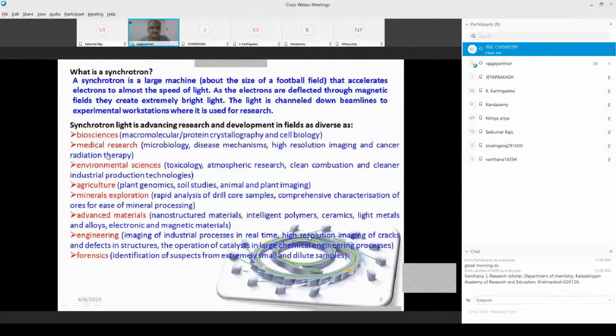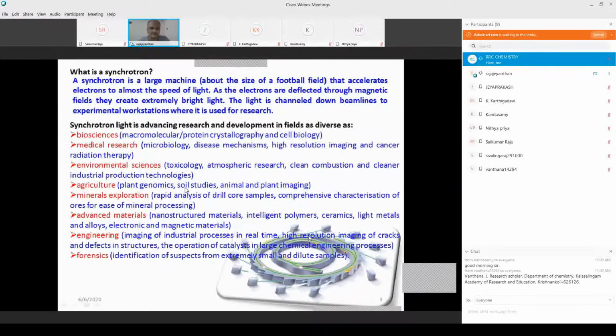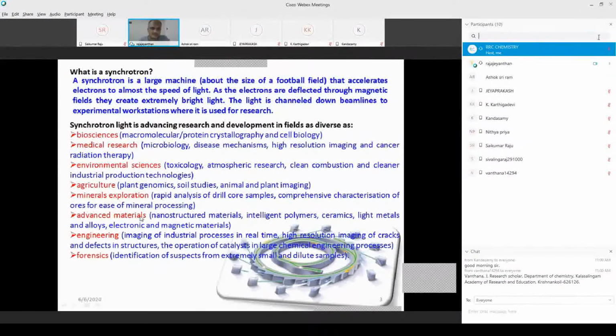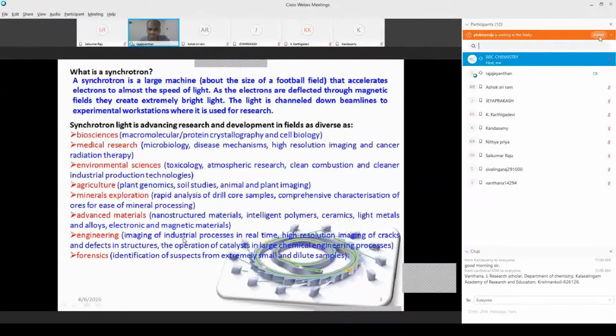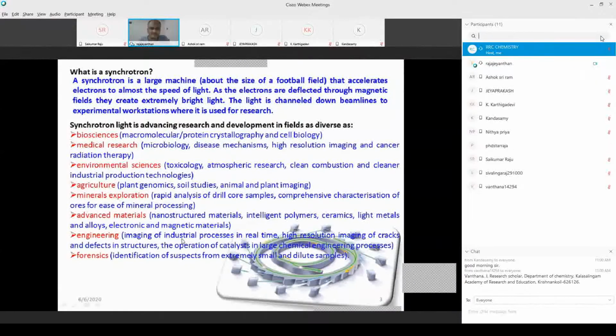One is biomedical sciences, for protein crystallography, medical research for cancer radiation therapy; environmental changes like atmospheric research; agriculture for soil studies; mineral exploration for rapid analysis of drill core samples; advanced materials like intelligent polymers, ceramics, light materials, alloys, etc. In engineering, we have imaging of industrial processes in real time, and for forensic science, to analyze extremely small and dilute concentrated samples, right?